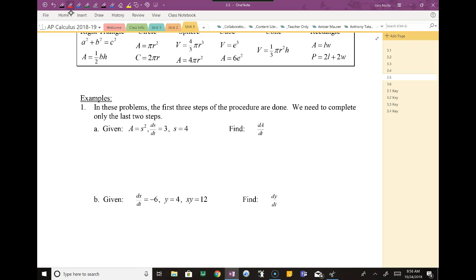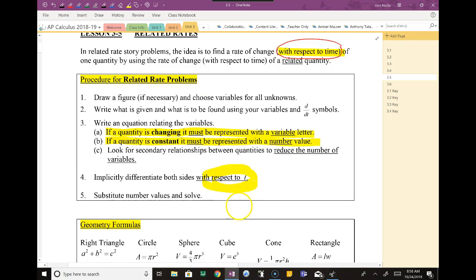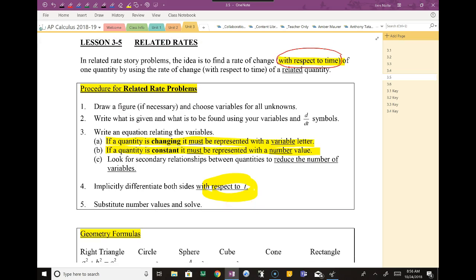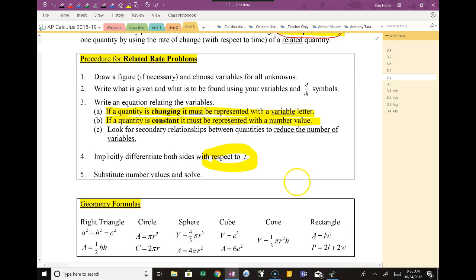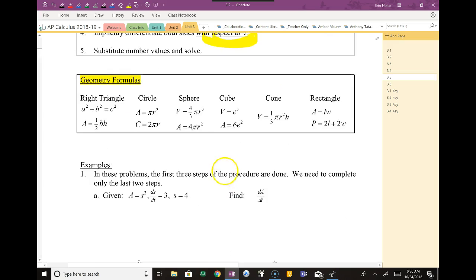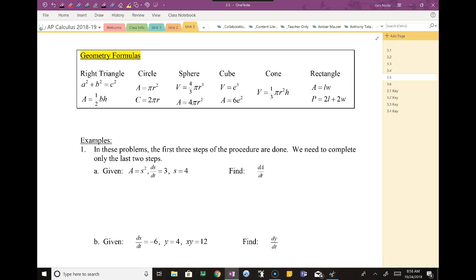All right, so they gave us the information. We're down at step 4, because they already gave us the equation. So we're at the part where we're just doing our differentiation. We have A equals s squared. Can you tell me what the derivative with respect to t of A equals s squared is?